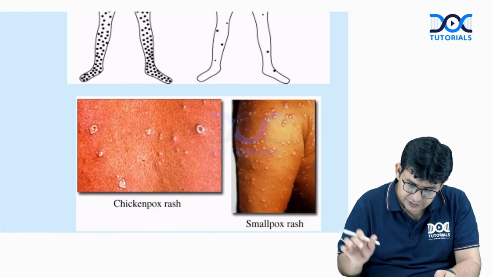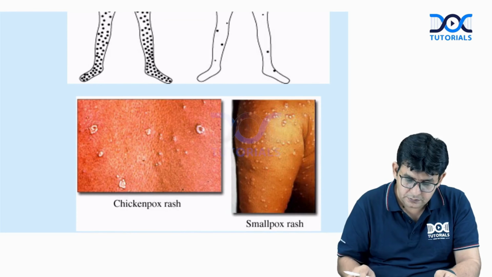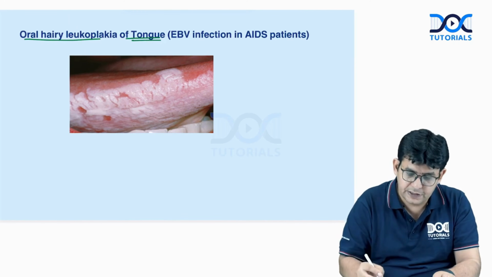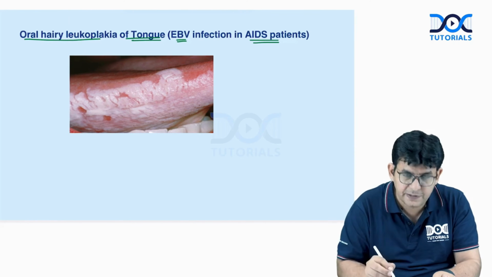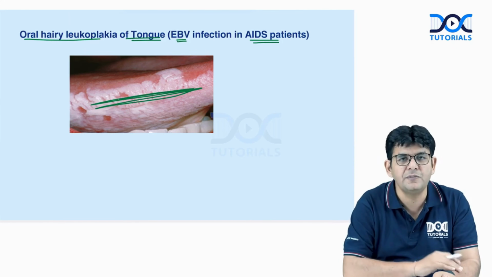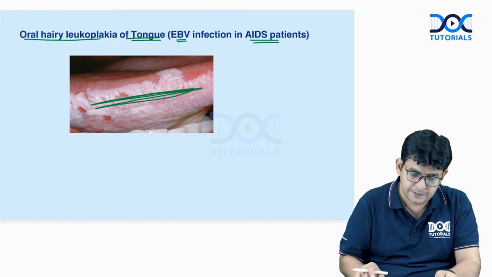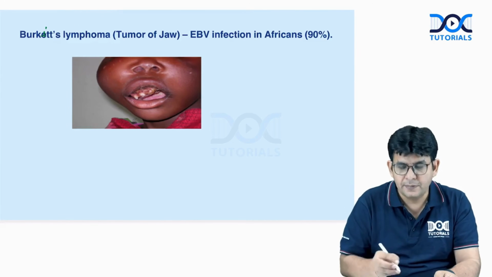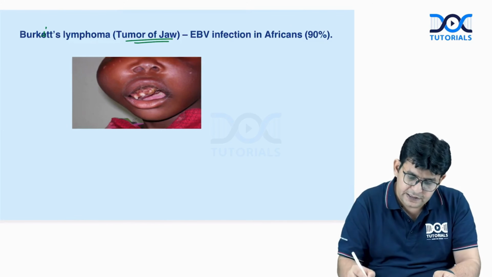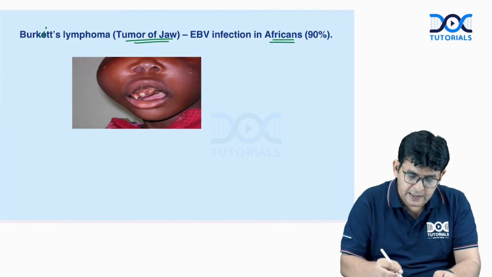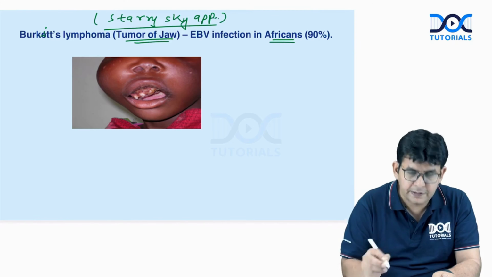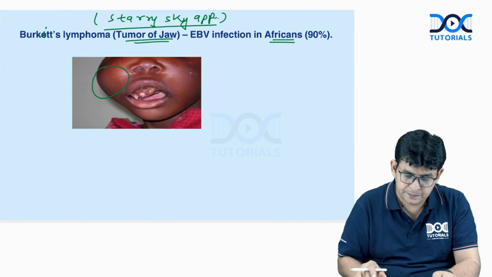So this is the chickenpox rash. This is oral hairy leukoplakia of the tongue, caused by Epstein-Barr virus infection in an AIDS patient, on the lateral side of the tongue. You observe these whitish lesions. This is Burkitt's lymphoma, also termed the tumor of the jaw, and this infection is common in Africans. Which type of appearance does it have? Starry sky appearance. And this is the tumor.